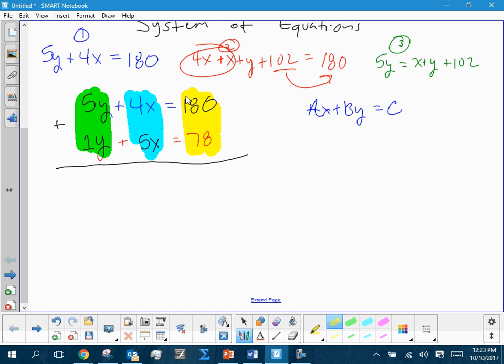But what happens, what's 0 times x? 0, right? So your x variable will disappear. And 0 times y is 0, so your y variable could disappear. Okay? If I add them straight down right now, that's not going to happen, right? Okay? So what I need to do, you talked about this last year, you can alter these equations by anything you want to. Okay? Through multiplication.